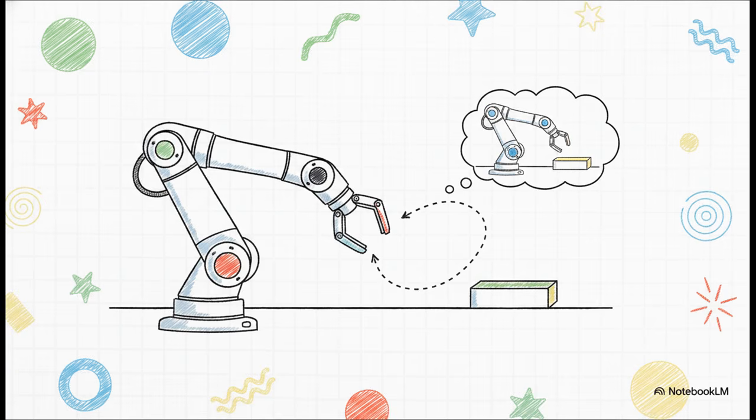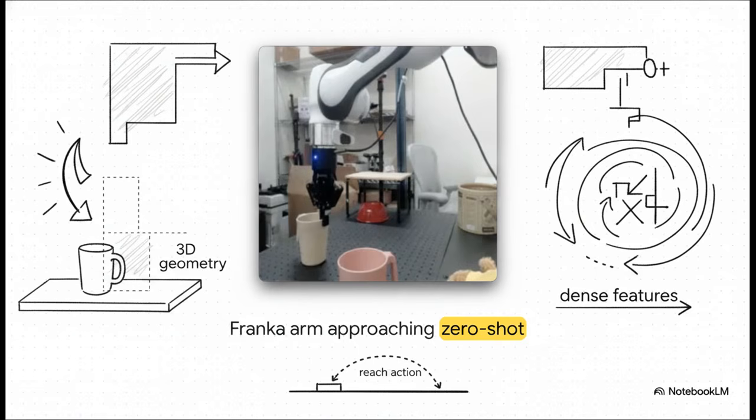Then they deployed it on a Franka robot arm with a parallel jaw gripper. But crucially, they tested it zero-shot in entirely new environments. The robot wasn't given any special code telling it how to move its joints. It was simply handed a target goal image and told, hey, figure out the physical path to make reality match this image. When the sequence begins, the Franka robot approaches an unfamiliar target object, completely zero-shot.